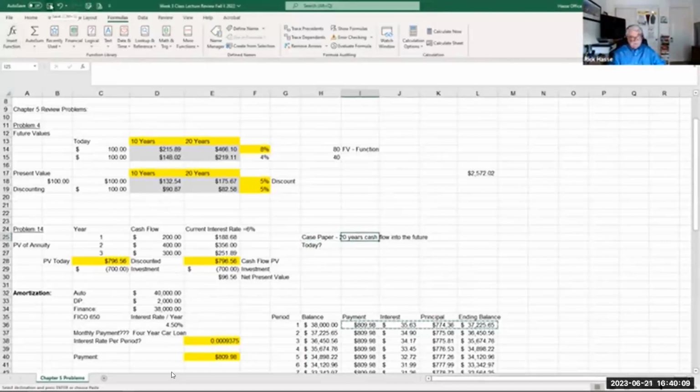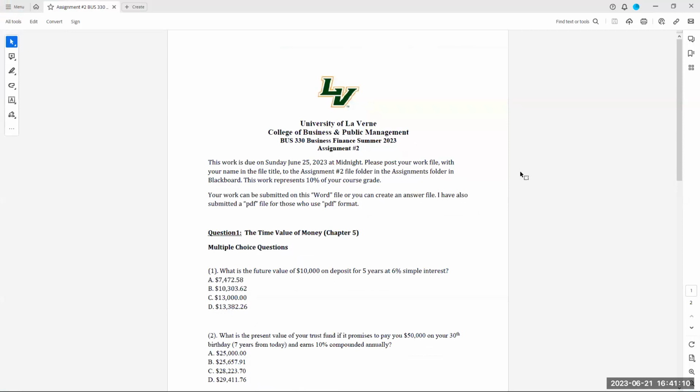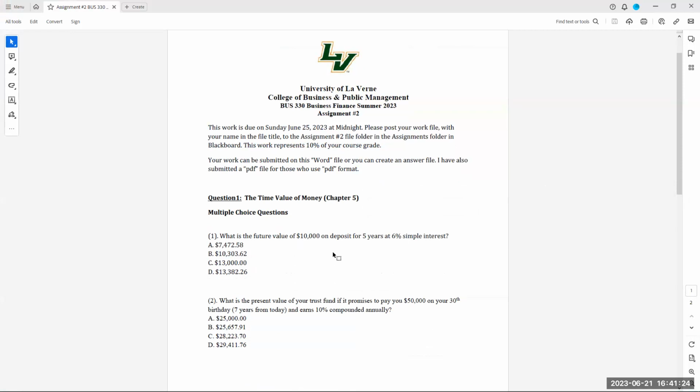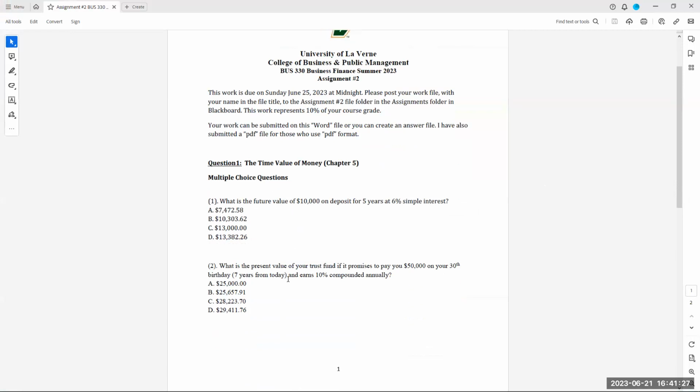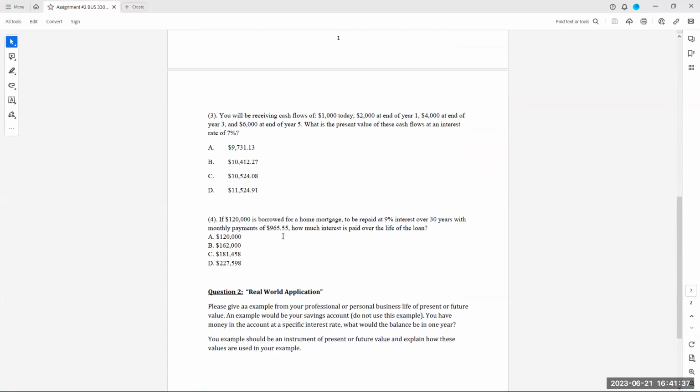So let's take a look at assignment 2. Here is assignment number 2, due Sunday, June 25th. And remember, if you need extra time, your extensions are available. It's just a series of calculations about what we just talked about from Chapter 5. What is the future value of $10,000? What is the present value of $50,000? You'll be receiving cash flows into the future. What is its present value? If you had a $120,000 mortgage, how much interest will be paid over the life? All examples of money, either in present or the future, and calculations to do that.